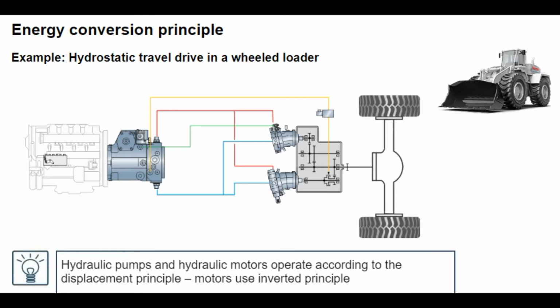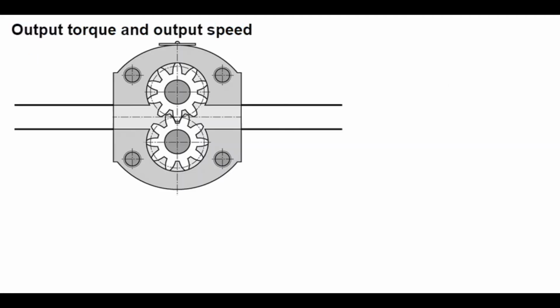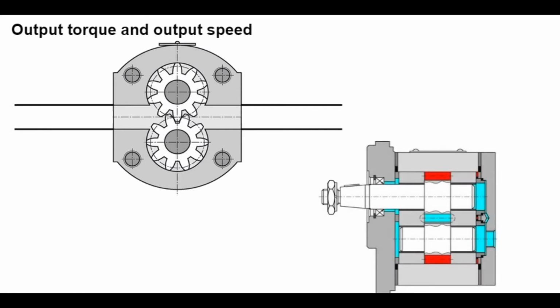Energy is converted both in the pumps and in the motors according to the displacement principle. This is why they are similar in design, although the operating principle is inverted for hydraulic motors. The principle of energy conversion is described in more detail using a gear motor as an example. It applies to all hydraulic motors regardless of the design of the displacement elements.